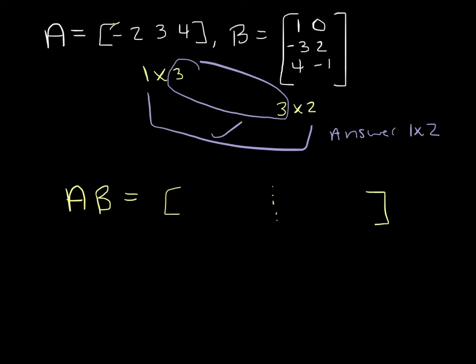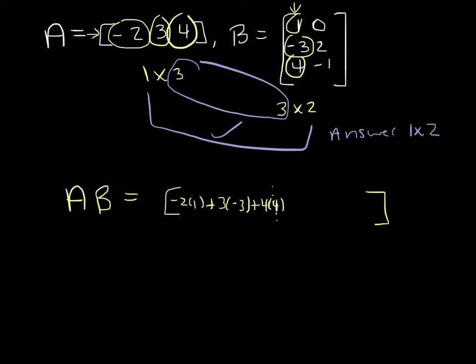Let me prepare a little bit more space there. So it's going to be negative 2 times, so I'm going to do row 1, there's only one row in A, times column 1 in B. So negative 2 times 1 plus 3 times negative 3 plus 4 times 4. And that answer is, if you multiply that out and add it up, you end up getting a 5.